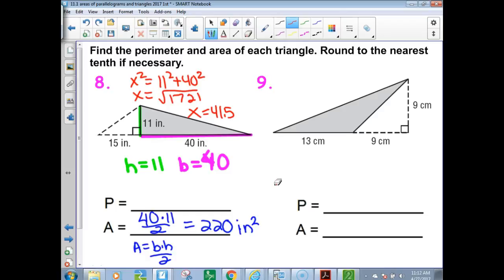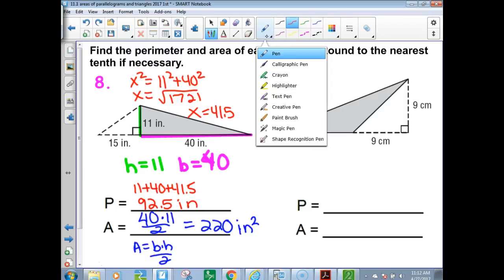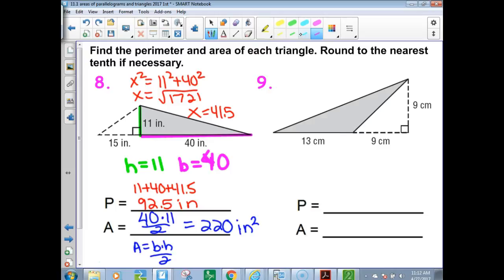All right, so our perimeter, what numbers we need? Notice that the 15 was extra information. We really didn't need it. 11 plus 40 plus 41.5 would give us our perimeter. So 92.5, and it was in inches. Just inches, because it's perimeter.